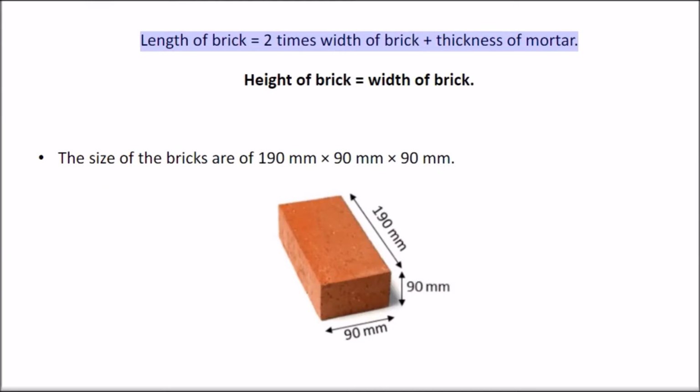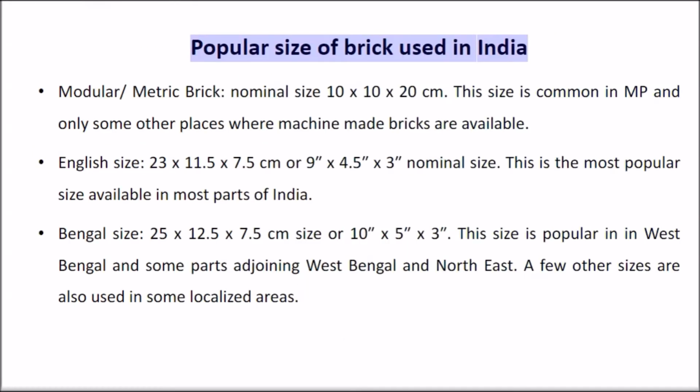Length of brick equals 2 times width of brick plus thickness of mortar. Height of brick equals width of brick. The size of the bricks is 190 mm x 90 mm x 90 mm. Popular size of brick used in India.